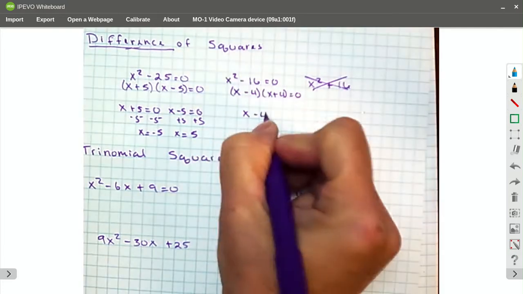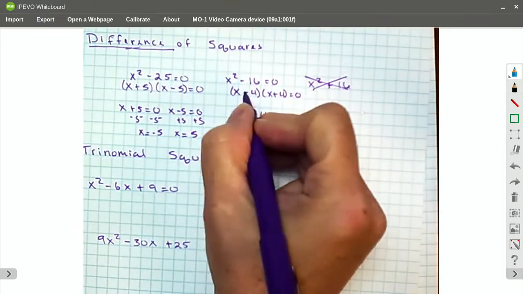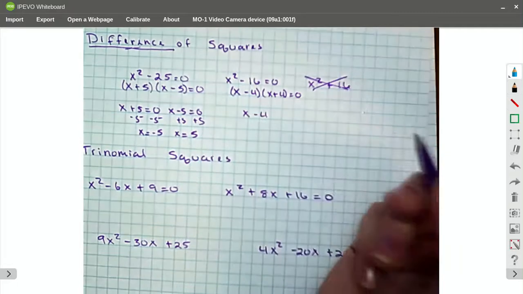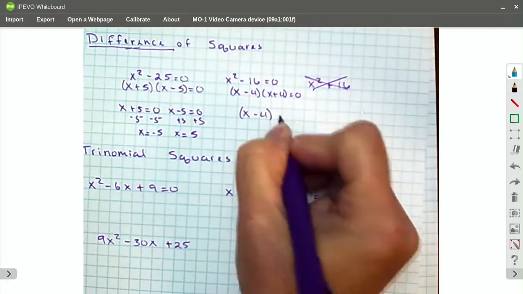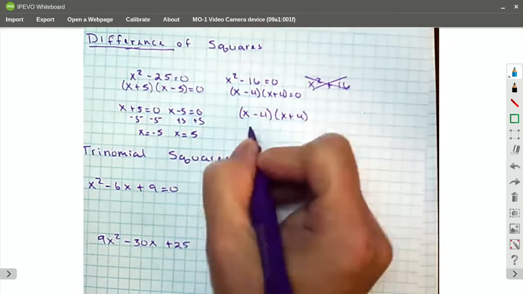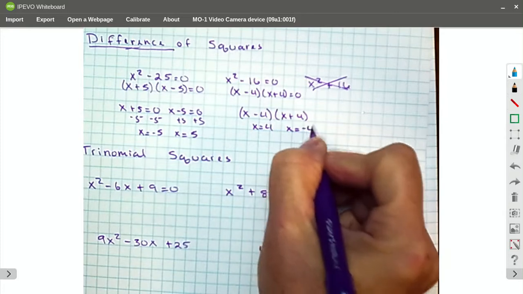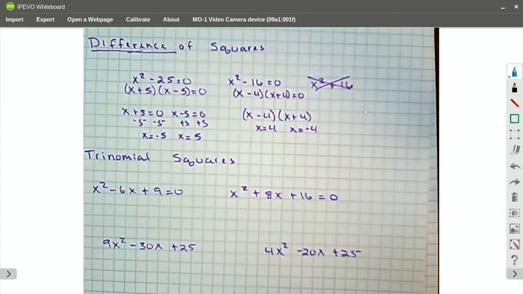So just remember: subtraction, two perfect squares, plus and minus of the roots every time. It's just a little bit of a shortcut, and your answers come up pretty quick.